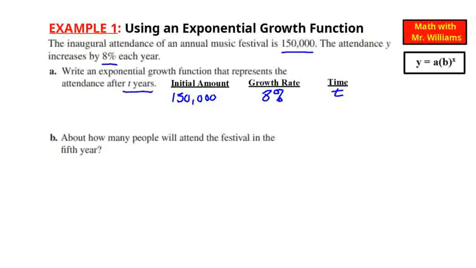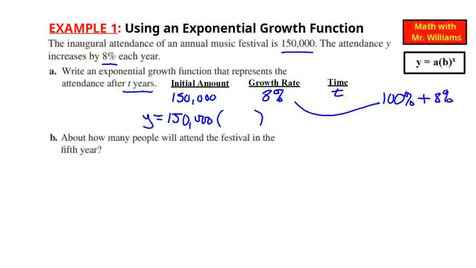Now let's go ahead and set up our function. So we have y equals our initial amount of 150,000. Now that's going to be multiplied by our growth rate. In this case, we don't want to put 8%. We know we have to add that to 100%. So I'm going to show that here. This is our initial amount plus 8%, giving us 108%. Now we're going to move our decimal over to make it a decimal, giving us 1.08 for our b value, and then t as our exponent for time.